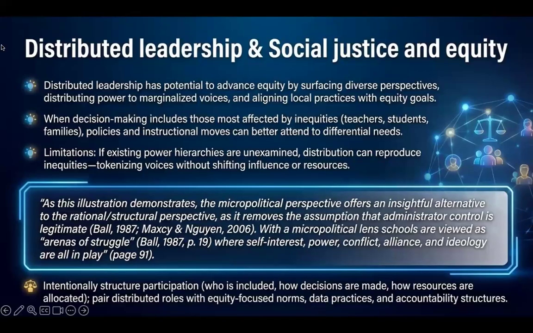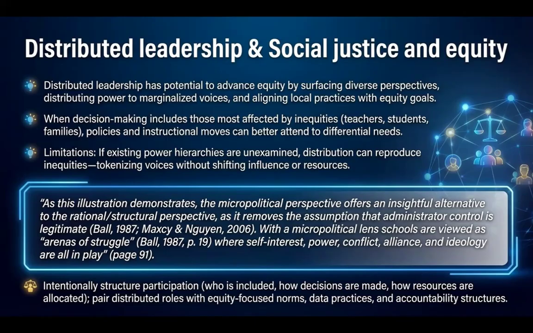So, distributed leadership and social justice and equity. You can see that distributed leadership has the potential to advance equity by surfacing diverse perspectives, distributing power to marginalized voices, and aligning local practices with equity goals. When decision making includes those most affected by inequities, like teachers, students, and families, policies and instructional moves can better attend to differential needs. But one limitation is that if existing power hierarchies are unexamined, distribution can reproduce inequities, tokenizing voices without shifting influence or resources. And I'm sure we see that a lot in all of our schools.